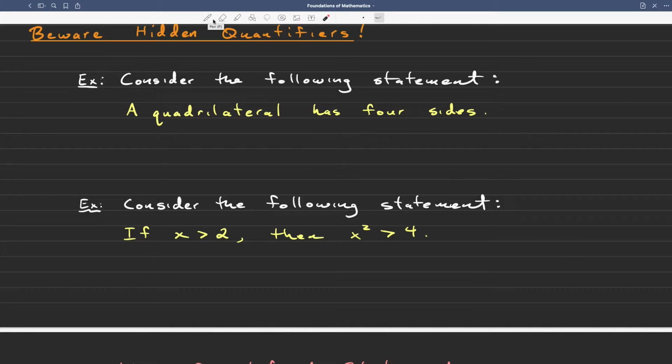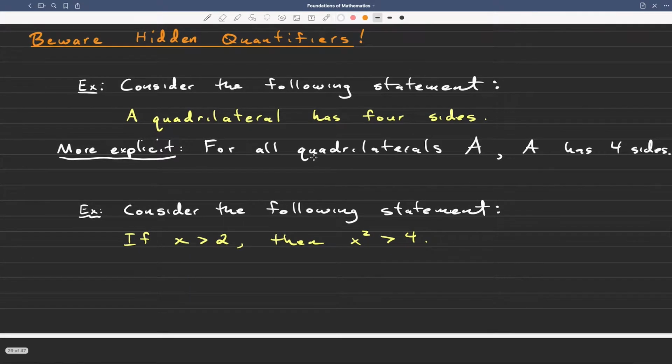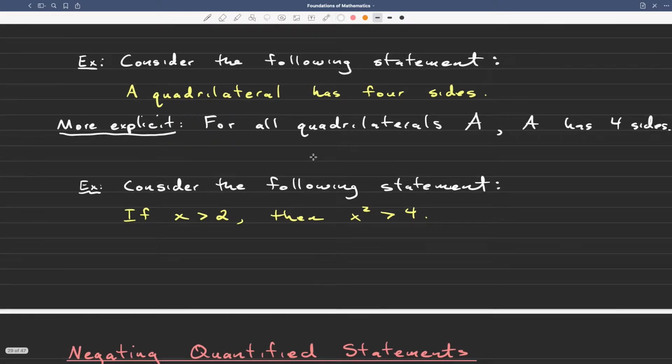I could make it more explicit by rewording the statement some. Here's a more explicit version: for all quadrilaterals, you say capital A for a quadrilateral, A has 4 sides. Notice that the universe is the set of all quadrilaterals here. So if I had a symbol for the set of all quadrilaterals, I could say something like this: for every A in Q, where Q is the set of all quadrilaterals, A has 4 sides. Something along those lines, maybe.